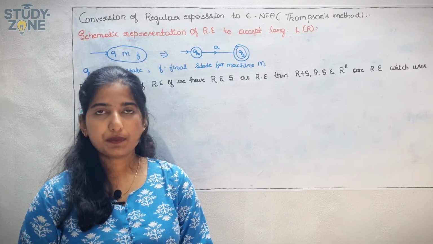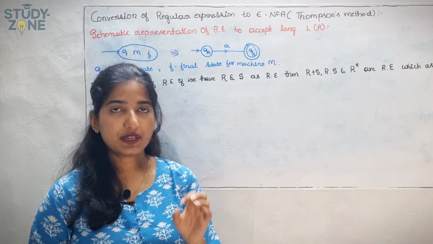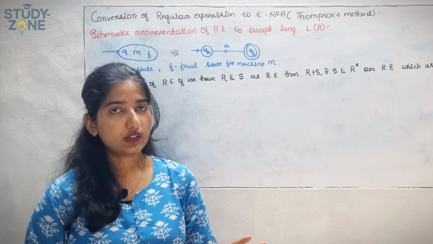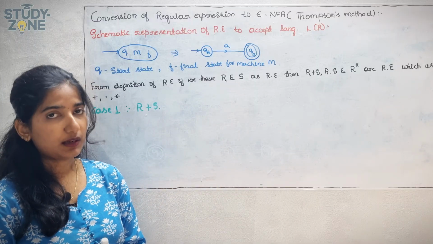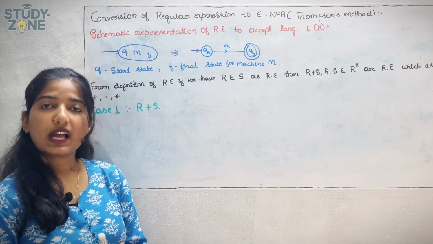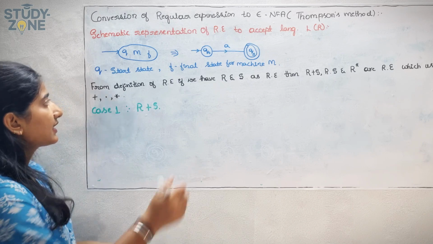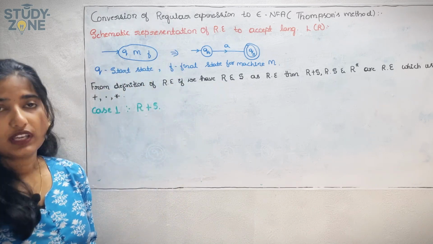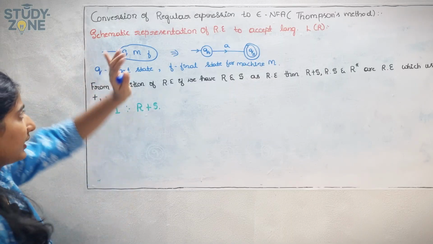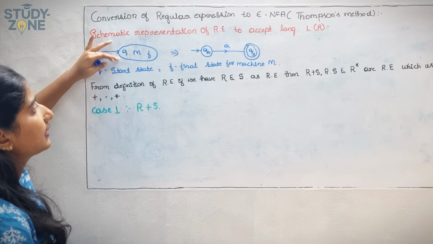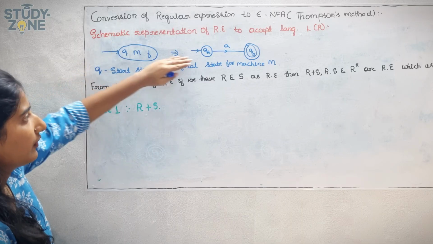This is the continuation part of the theorem. At first we wrote the statement and then we wrote about the basic expressions in regular expression, right? So the next part is how we do the schematic representation of a regular expression to accept language L of R. Let's take this as one regular expression. If R is a regular expression, then there will be a starting state, a machine and a final state. Q, M, F. We can write it like this.